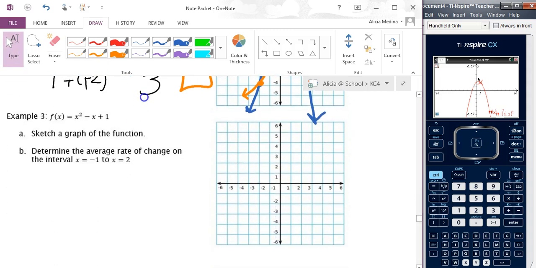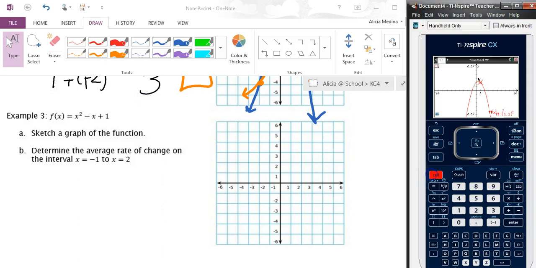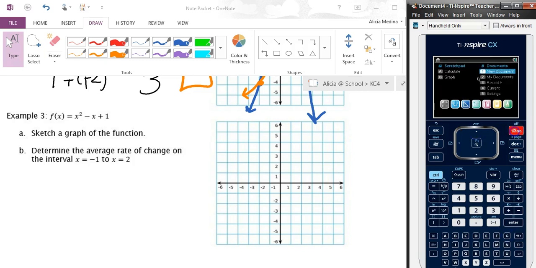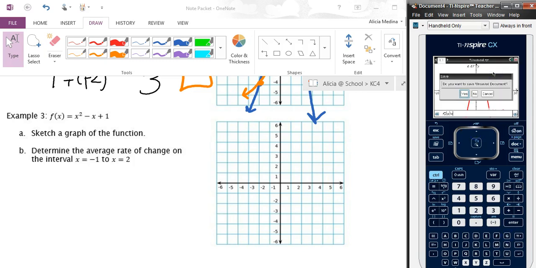Next example here. Same kind of idea. Yes, you can restart the graph. You can also just press Control G and then make sure you tab up and delete. But you can also go to New Document, Never Save, Add a Graph, and then type it in. So x squared minus x plus 1.